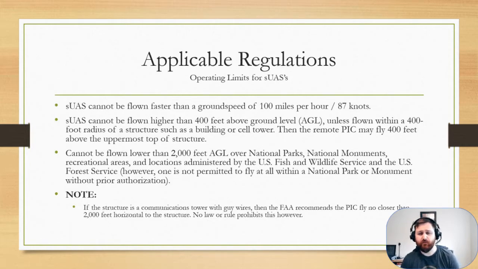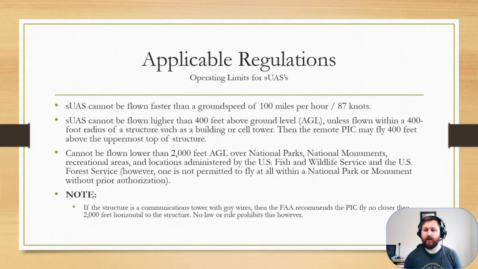Also, it can't be flown higher than 400 feet above ground level. You'll see the acronym AGL, that just stands for above ground level, unless it's flown within a 400-foot radius of a structure such as a building or a cell tower. So you can't go over 400 feet typically. There's some caveats to that. Then the remote PIC may fly 400 feet above the uppermost top of the structure.